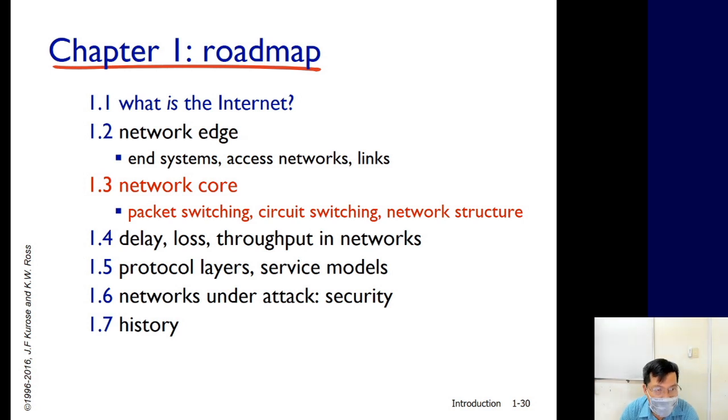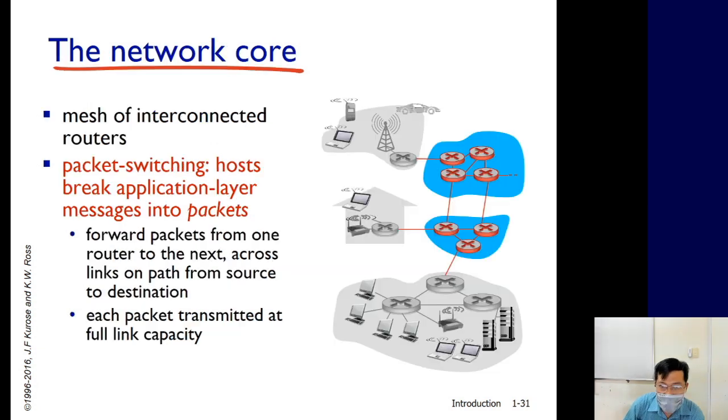Let's continue with the second part of the architecture, the network core. Packet switching and circuit switching are detailed in this part. The network core is a mesh of interconnected routers. So in the network core, you practically see only the routers interconnecting the ISPs.